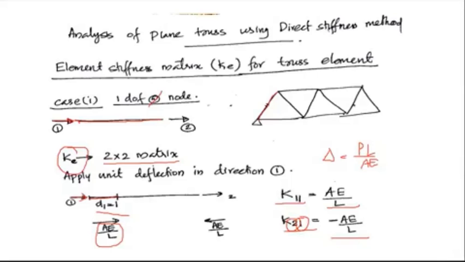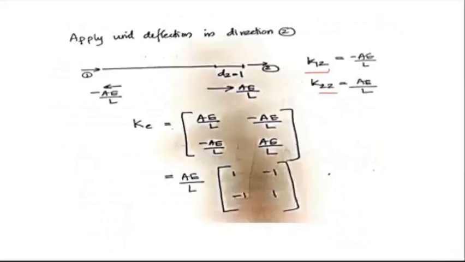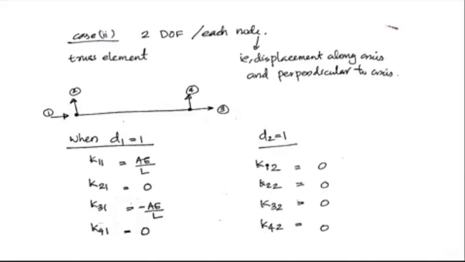If you are considering 1 degree of freedom per node, but usually we will consider 2 degrees of freedom at each node, and this is what is required for doing the problems. For a truss element, I have considered 2 degrees of freedom at each node, that is a displacement along the axis and perpendicular to the axis. So these are the 2 directions: direction 1, 2, then 3 here and 4 here.